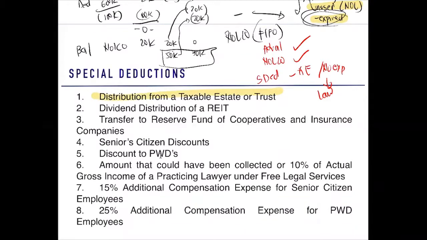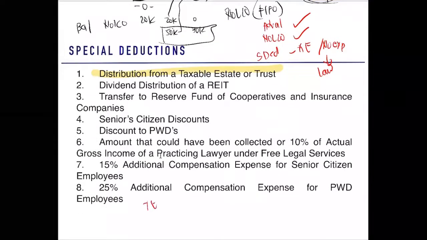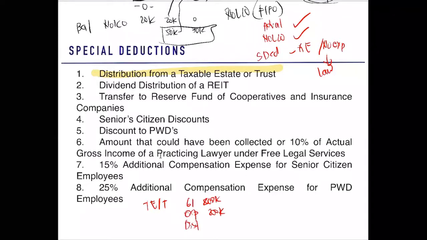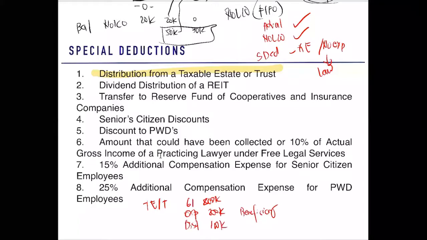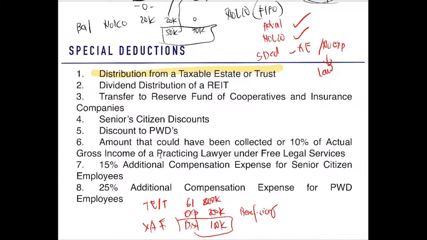So we have here a taxable estate or trust. There is a distribution or there is a dividend. So for example, taxable estate or trust, we have here gross income of 800,000. It has expenses of 200,000 and then nag-distribute siya ng income to the beneficiary, nag-distribution ng income to the beneficiary amounting to 100,000. This distribution is not an actual expense. Hindi naman talaga actual expense yan. Considered pa nga siyang dividend.